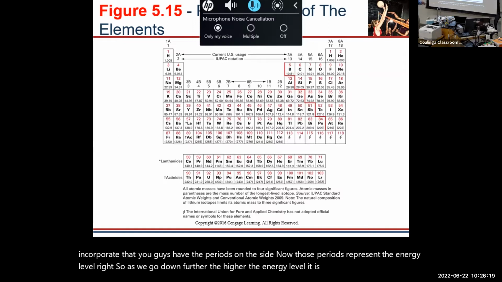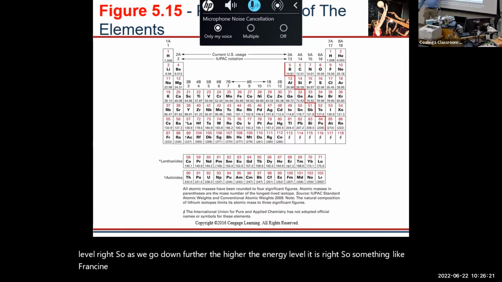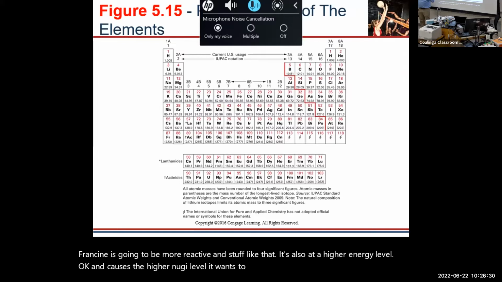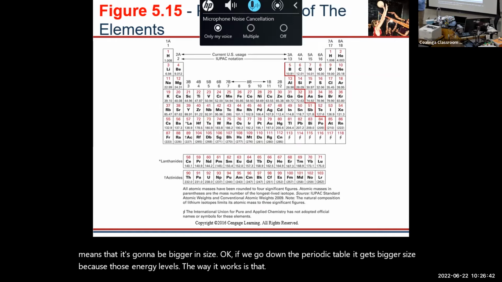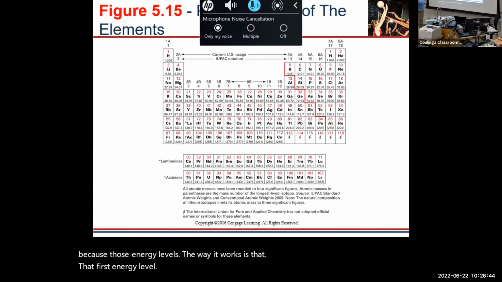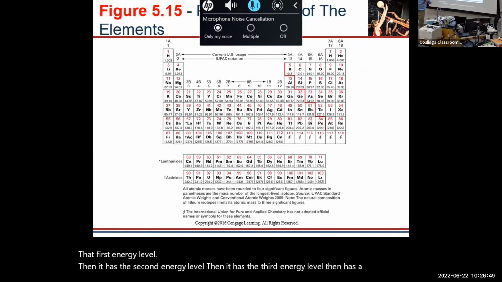Something like francium is going to be more reactive. It's also at a higher energy level, and because it's at a higher energy level, it wants to try to get shut down. It also means that it's going to be bigger in size. If you go down the periodic table, it gets bigger because of those energy levels. The way it works is that there's a first energy level, then a second, then a third, and then a fourth, and it just gets bigger and bigger.